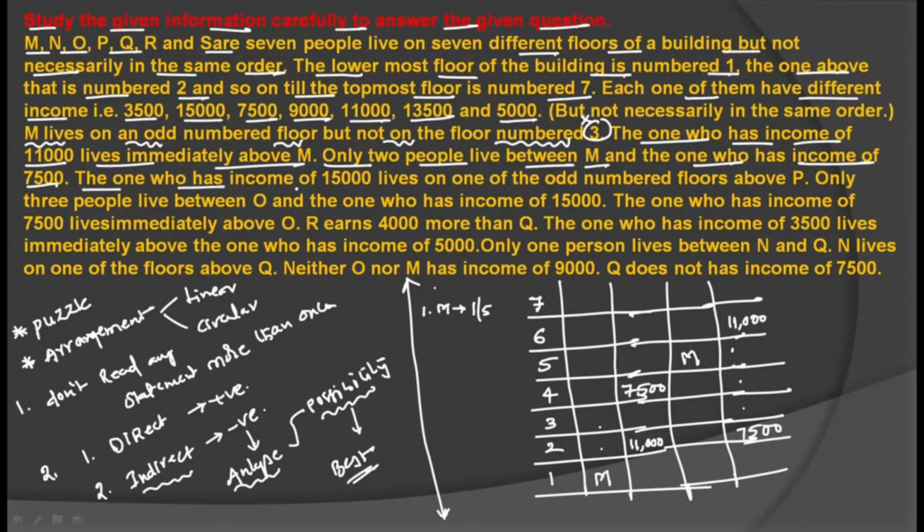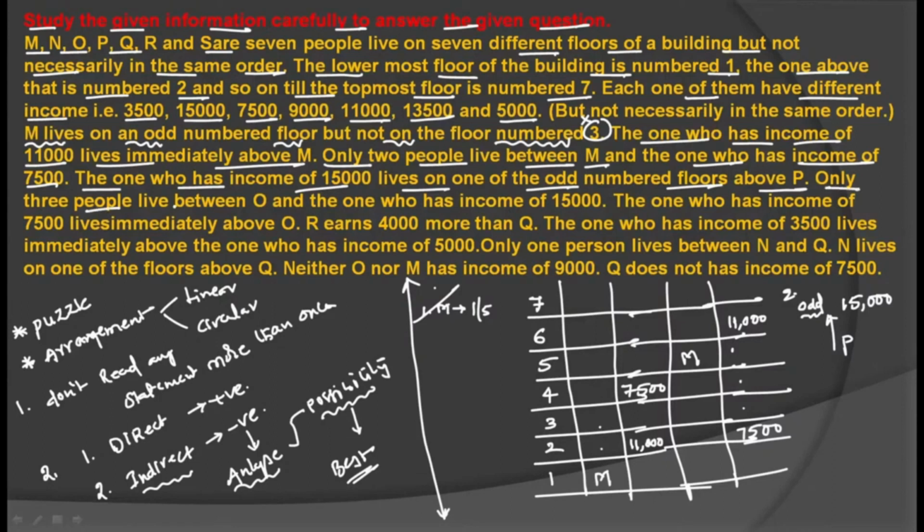Next, the one whose income is 15,000 lives on one of the odd number floors above P. So there is a person whose income is 15,000 rupees, who lives on an odd floor but above P. The odd floor means either the third floor, fifth floor, or seventh floor. So here also there is a chance for 1, 3, 5, 7. There are 4 possibilities. Make a note point. This is the second note point. We are already done with the first. If you're done with a point, you can take a cross mark, like a tick mark.